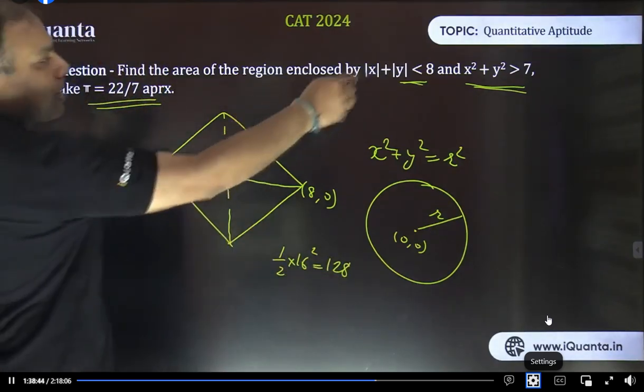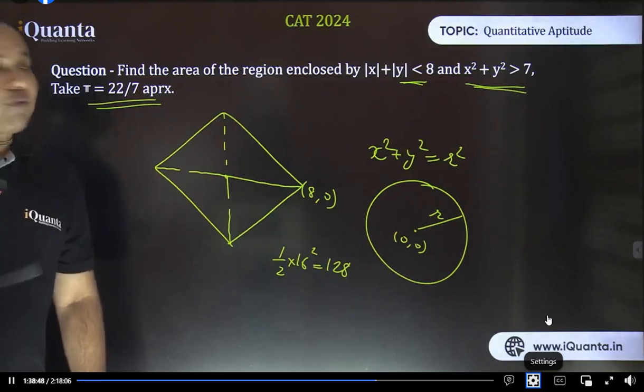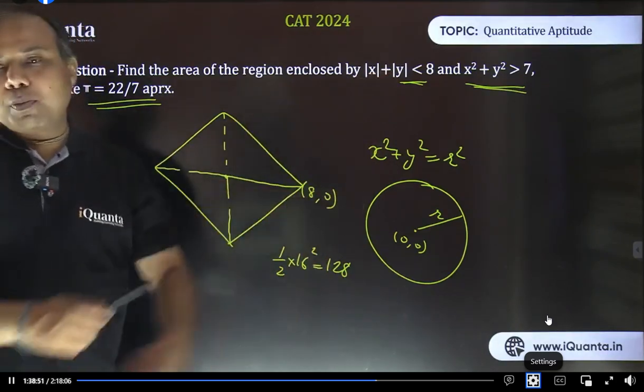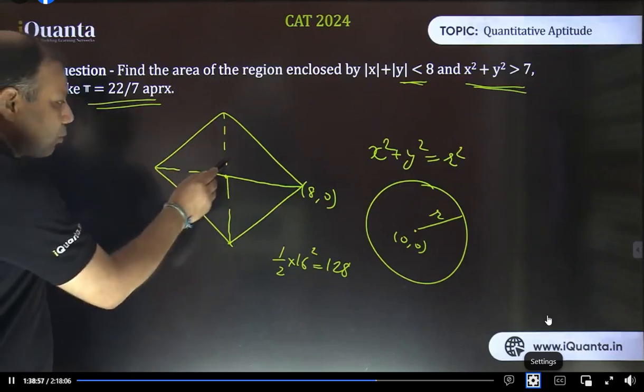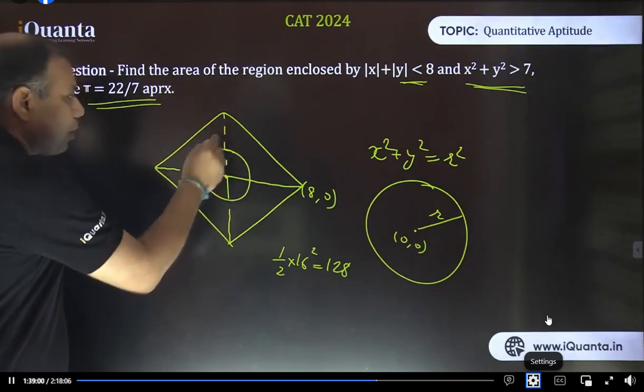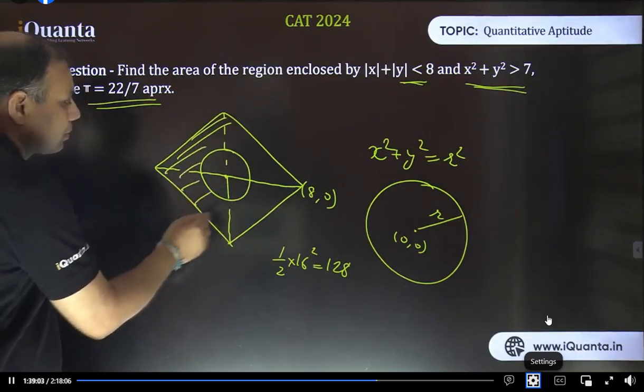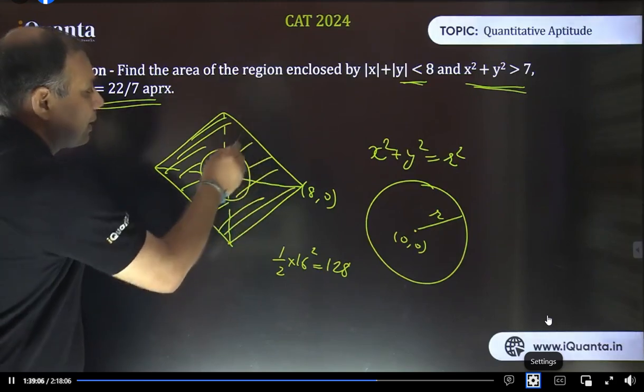Now second, x square plus y square is greater than 7. x square plus y square equals r square is the equation of a circle, so the radius should be root 7. Less than root 7 means it is less than 8 for sure, so it will be a smaller circle, something like this. Now our target is to find this area.